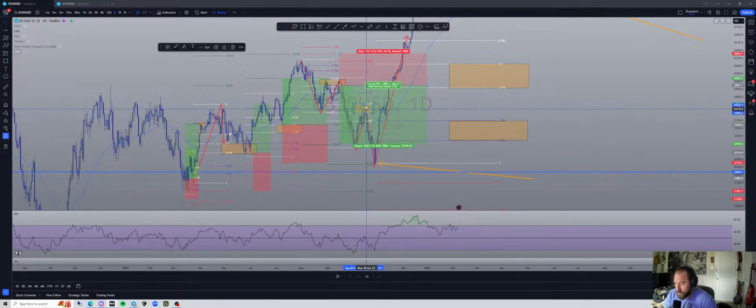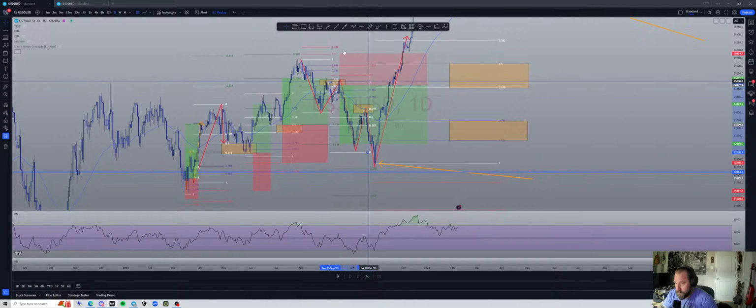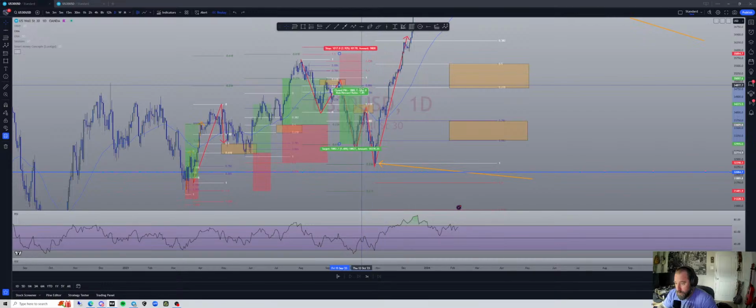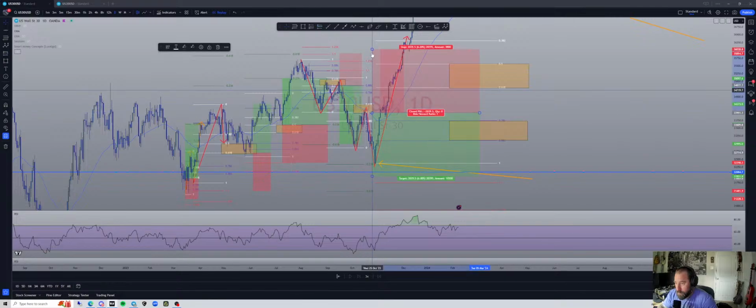You would have taken an entry here, and you got nowhere close. I'm going to undo that. You would have gotten, let me make this smaller as well. Okay, there's your TP in that area. You have taken another sell right there. Your stop loss would have been right there, which is way too big.